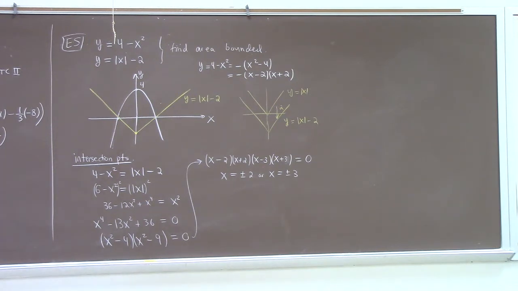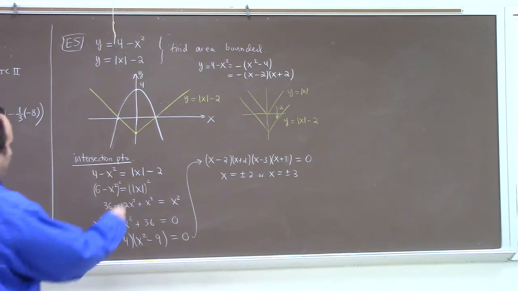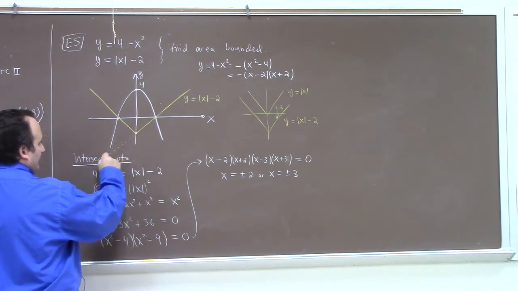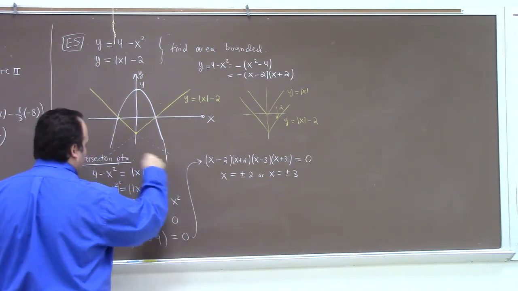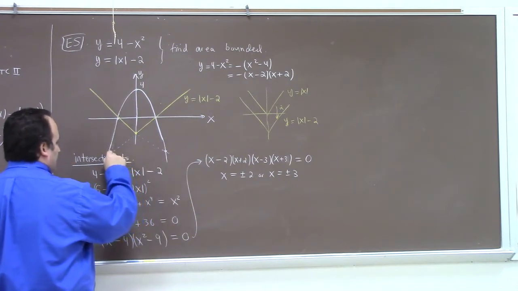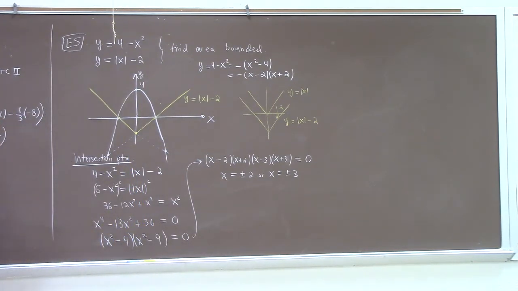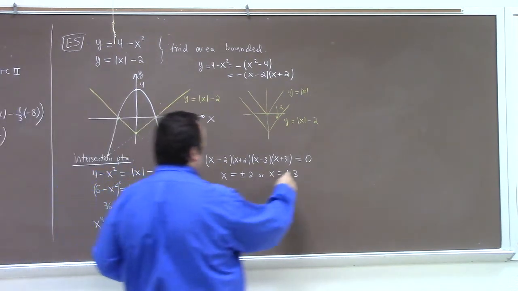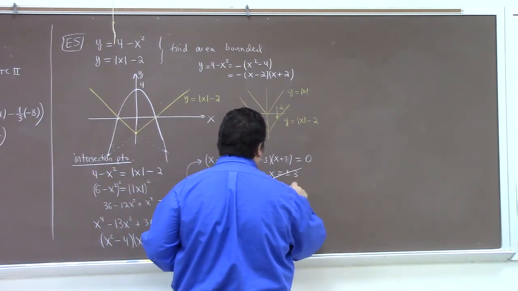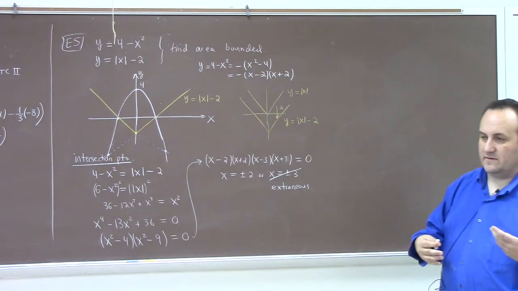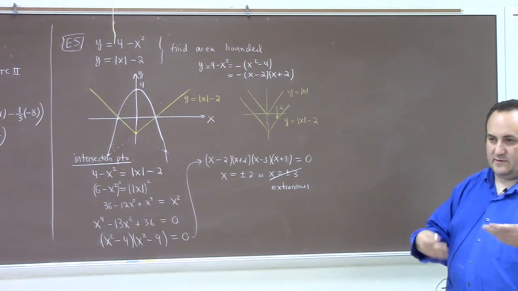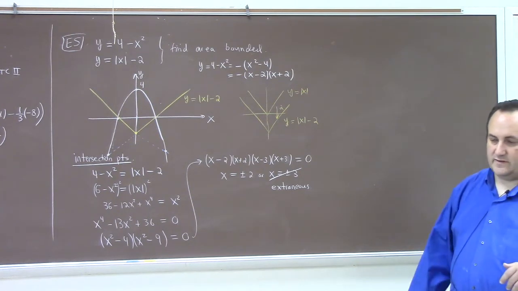essentially finding these other points down here, which are not actually the points we're after. So there are two extraneous solutions. They're not actually the relevant solutions. They're solutions that we have added to the problem by squaring. Whenever you square an equation, you can enlarge the solution set.